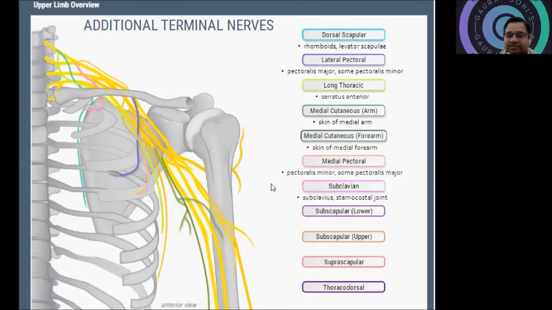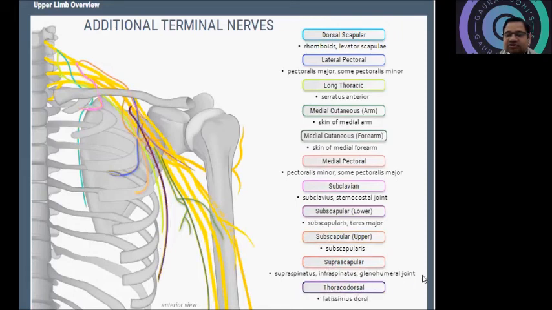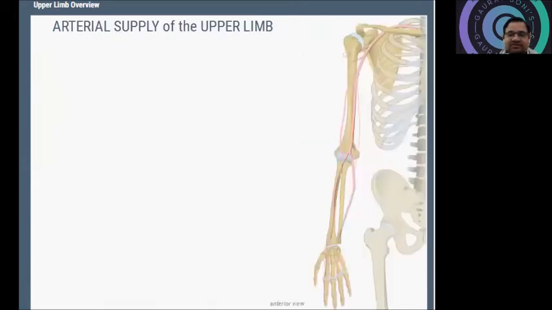Subclavian, as the name suggests, supplies the subclavius. Subscapular will be for the subscapularis and teres major. Subscapular will be for the subscapularis. Suprascapular will be for the supraspinatus and infraspinatus, and thoracodorsal will be for the latissimus dorsi. This whole group, what we have talked about, is called the brachial plexus and its branches, and it's a very good question for the longer one.